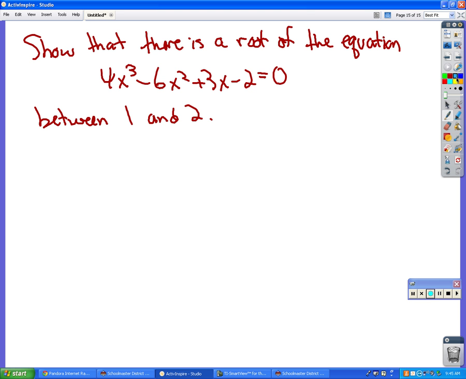So what this question is saying is we need to show that this graph crosses the x-axis somewhere between 1 and 2, right? And it's really very simple. If I take and plug 1 into there, what do you get? The -1? Okay. If I plug 2 into there, what do you get? A little trickier. We got some calculators out now.